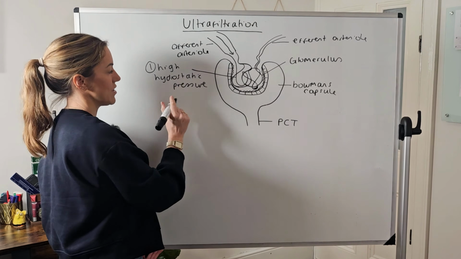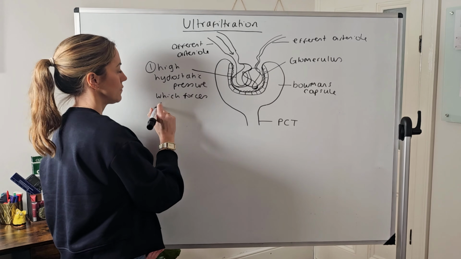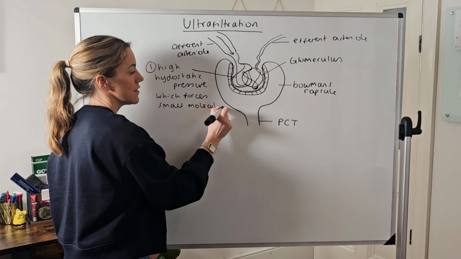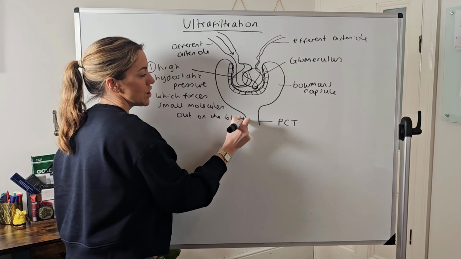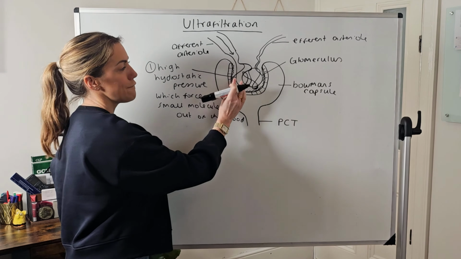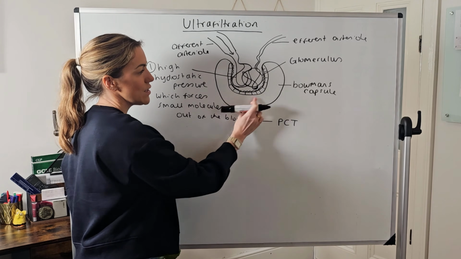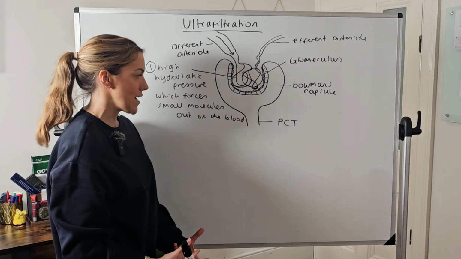There's a high hydrostatic pressure, which is going to force small molecules out of the blood. So anything that's small enough is going to get forced out of the blood in the glomerulus, and it's going to make its way into the Bowman's capsule, where it's going to form what we call the filtrate.